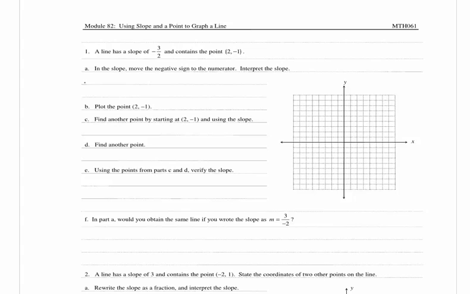So we can say that m is equal to -3/2. And if we have a -3 in the numerator of our slope, that means that we move 3 units down, because the slope is change in y over change in x, so -3 represents the change in y. And for our change in x, we have 2, which means we move 2 units right.